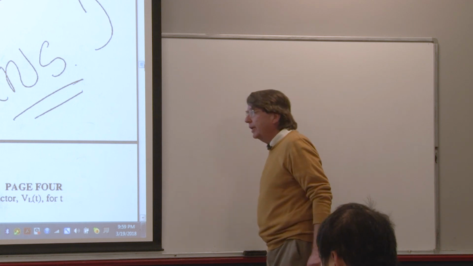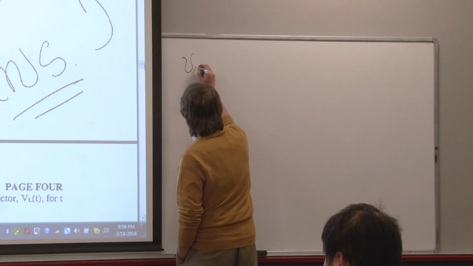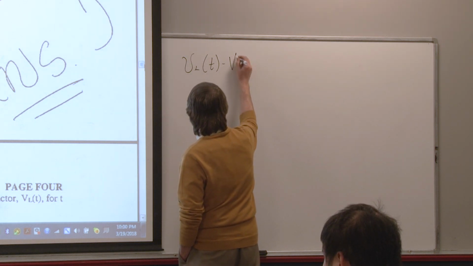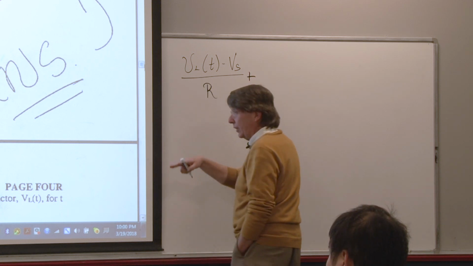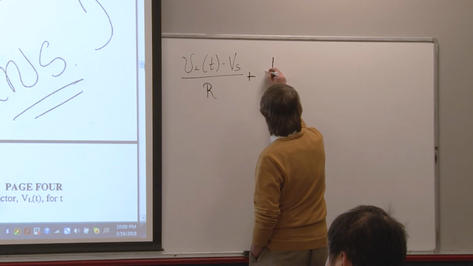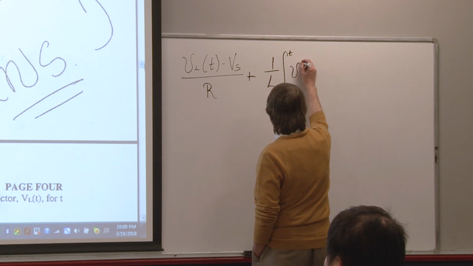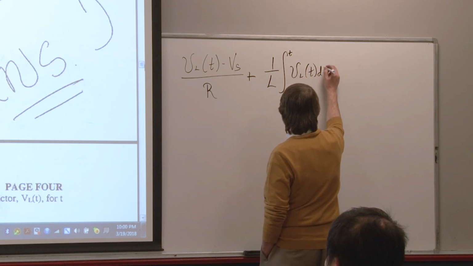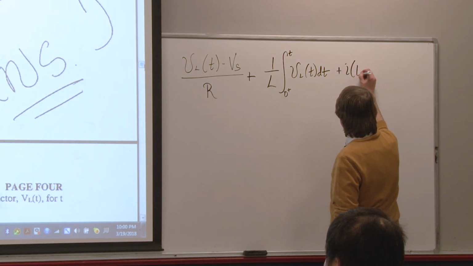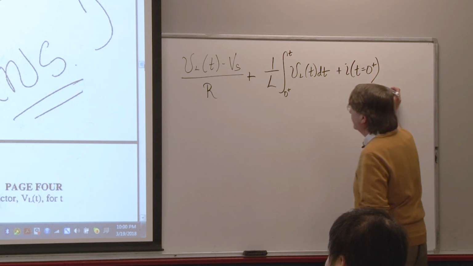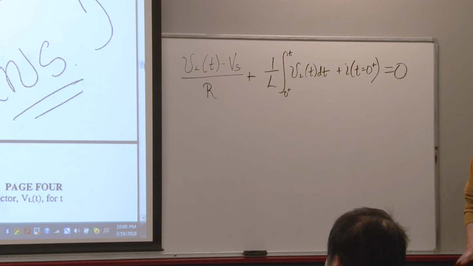Okay. I'm now on the other side of the board, and I'm going to rewrite this as V sub L of t minus Vs over R plus the current. Oh, I just solved for the current. That's 1 over L times the integral from 0 plus to t of V sub L of t dt, plus that initial condition term, which is I at t equals 0 plus. And all of this equals 0. We're almost there.